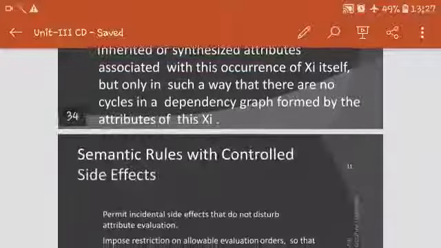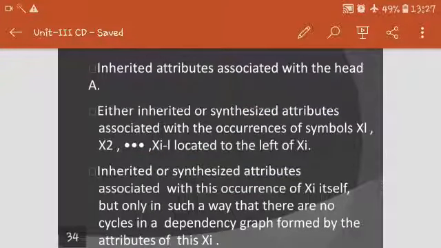Okay, in S attributed definition we say that attributes are evaluated during bottom up parsing, and in L attributed definition we say that attributes are evaluated by traversing the parse tree in depth first search or left to right derivation mode. So these are the things which are related to the S attributed definition and L attributed definition. Generally we say that S attributed definition uses the synthesized attribute, and L attributed definition uses synthesized and inherited.